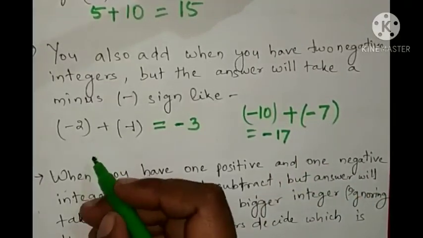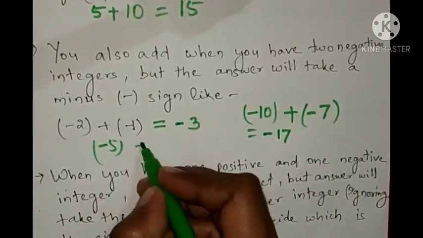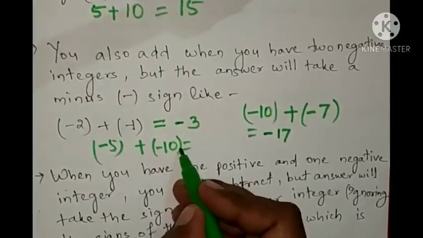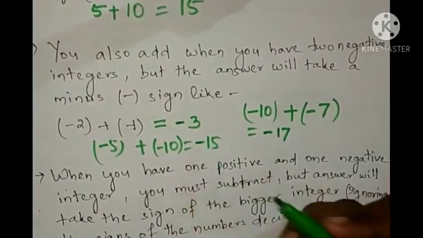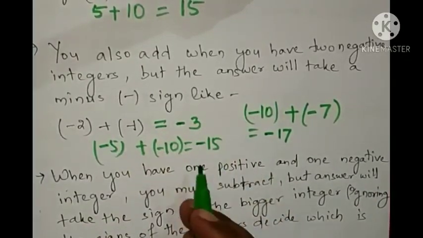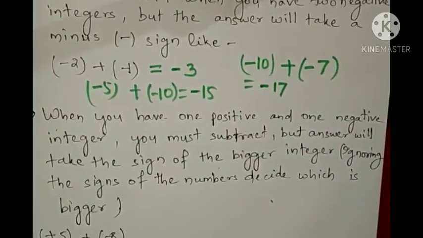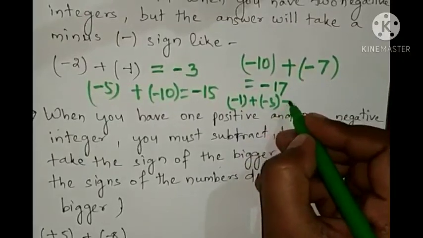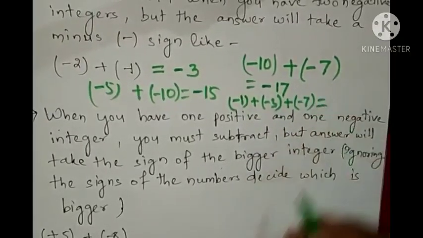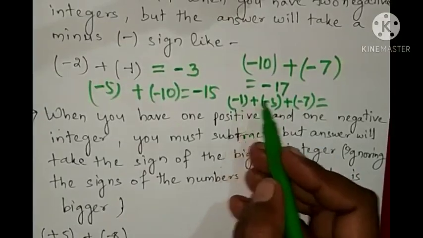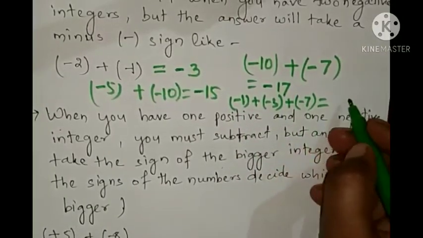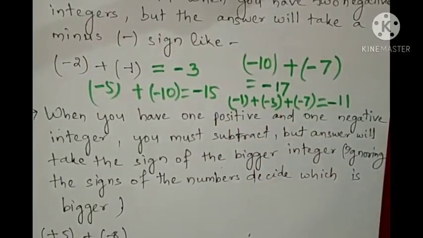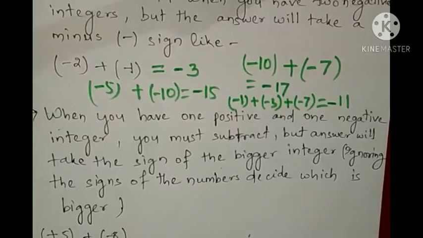Another example: minus 5 plus minus 10. Add the numbers first, 5 plus 10 is 15, then put the negative sign. So this is about adding negative integers. If you have minus 1 plus minus 3 plus minus 7, you add the numbers: 1 plus 3 is 4, 4 plus 7 is 11. Then put the negative sign. It is like this when you add negative integers.